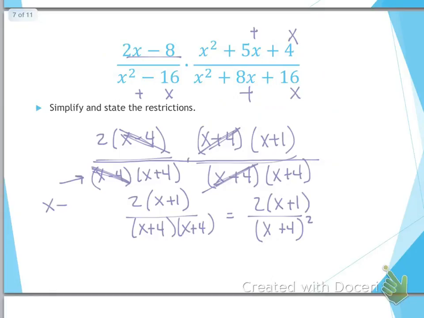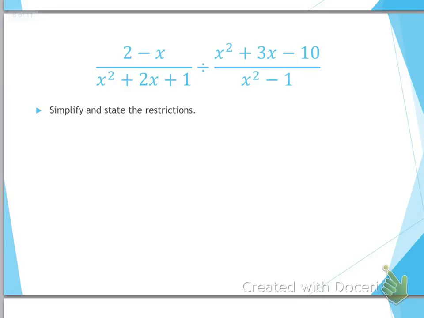Restrictions, we look back at this one here. So I don't want x to equal a positive 4, because 4 minus 4 gets me 0. I also don't want it to equal a negative 4. Negative 4, negative 4. So only those two would be bad if I plugged it in, because I'd get 0 on the bottom.